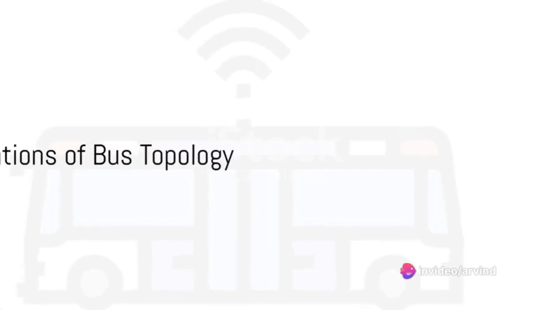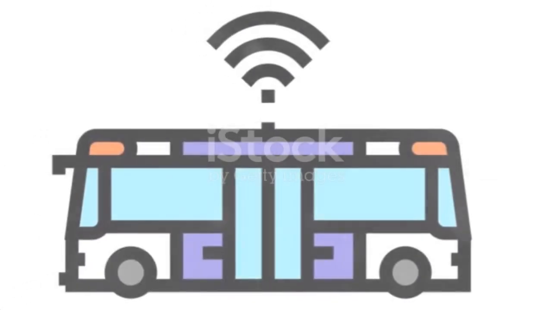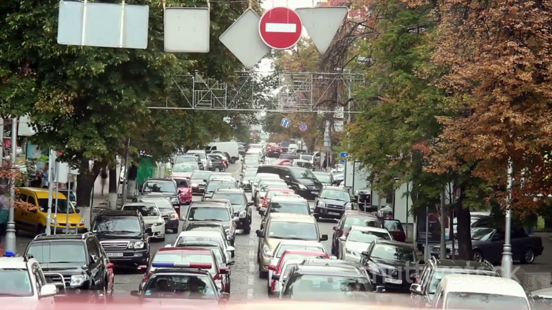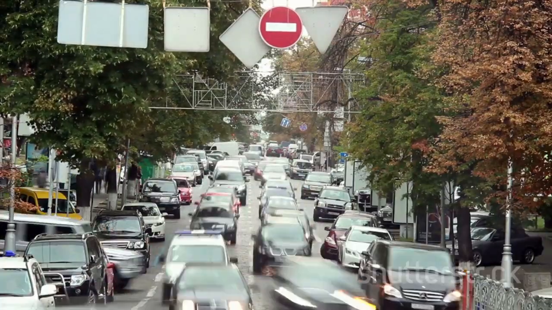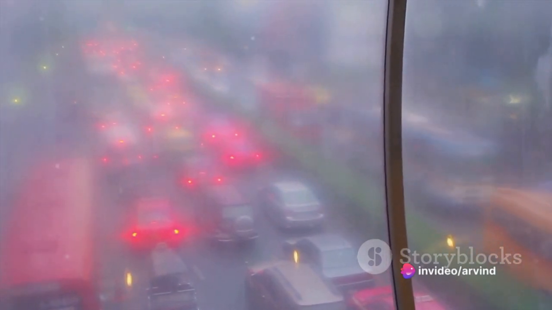Now, it's not all sunshine and rainbows with bus topology. There are some pitfalls to be aware of. For one, if the main cable encounters a problem, the entire network goes down. It's like if a road were blocked off, no one could get to their destinations. Also, as more and more devices connect to the bus, the network can slow down due to data collisions.